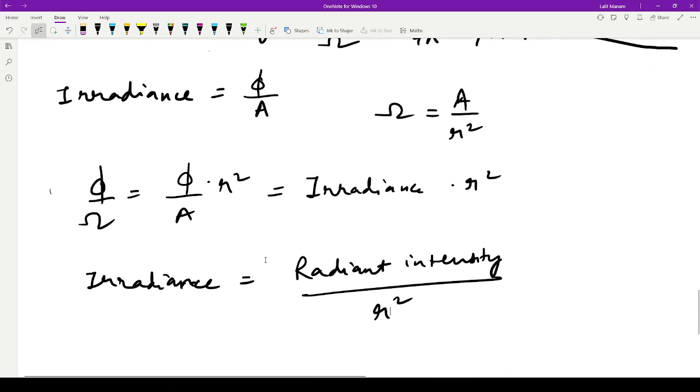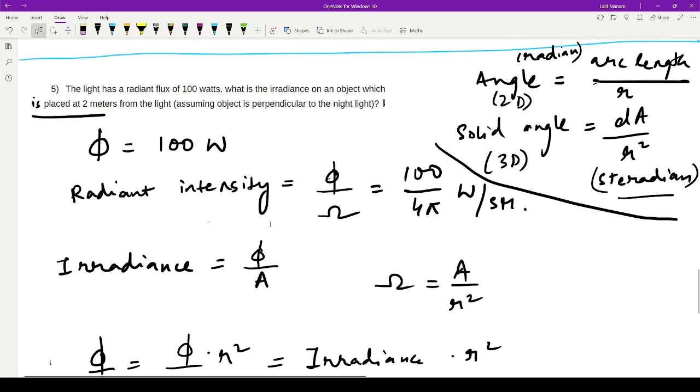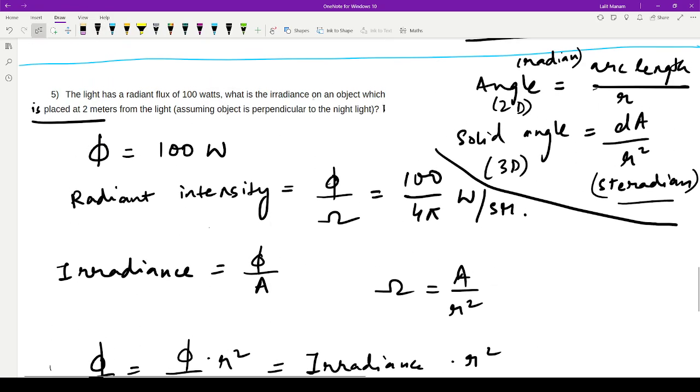And what is this r, by the way? R is the radius or distance between what? Distance between the light source and the object. Yes. So it's the distance between the light source and the object. And this area A you see is the area measured on the object. For the specific question, we are not given that. So that's why we are going this long route.